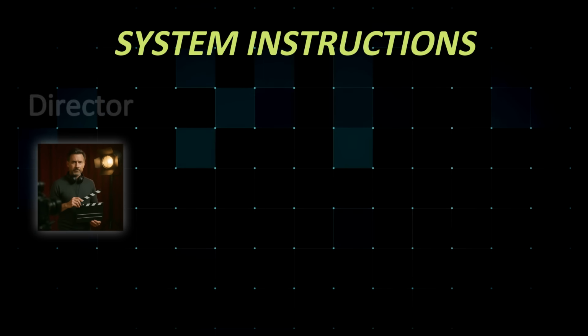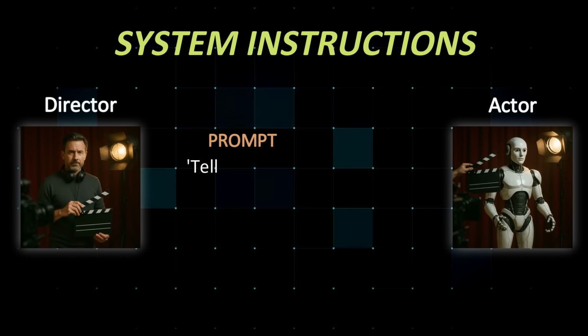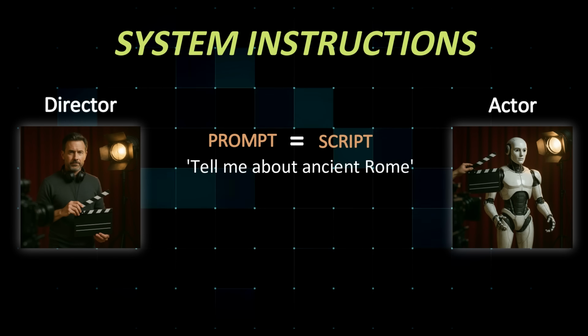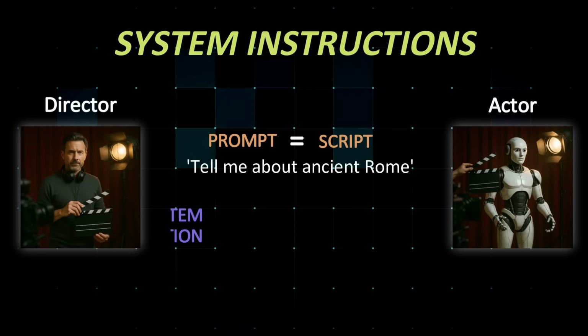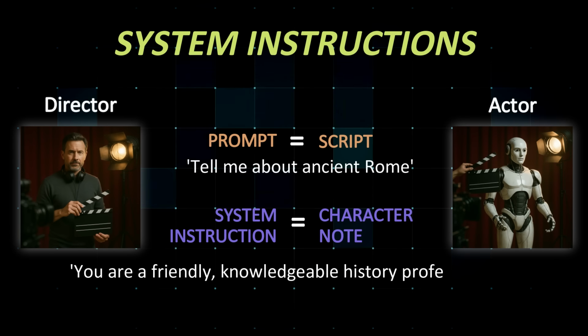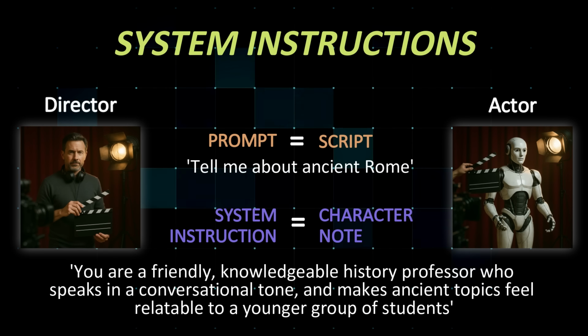The best way to think about this is with a director and actor analogy. Let's say you are the director and the AI is your actor. The prompt you write, like "tell me about ancient Rome," that's the script you give your actor for a single scene. And the system instruction, that's your character note. It's the direction you give the actor before they even see the script. You're telling them how to act for the entire movie.